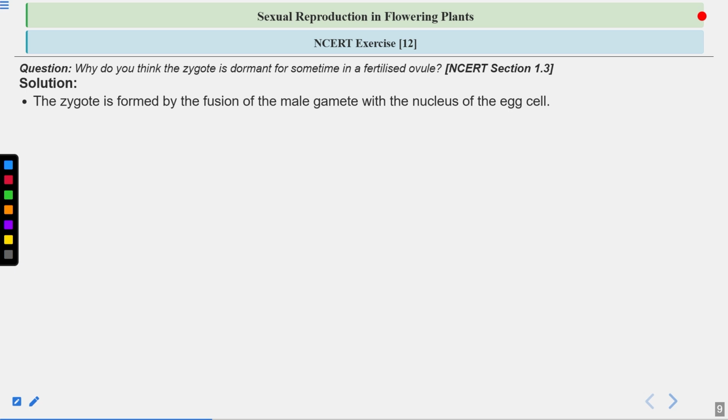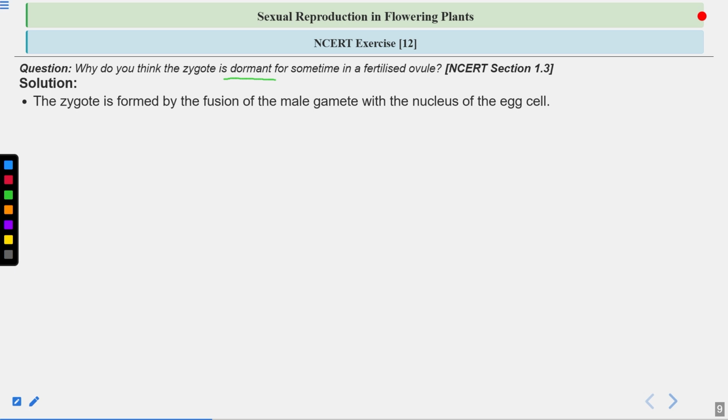Dormant. Okay. So dormant means all the metabolic activities are at the lowest level. At the lowest level. No division is taking place, no activity is taking place. Right?